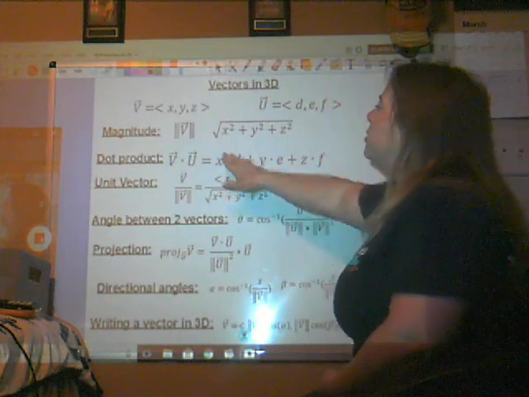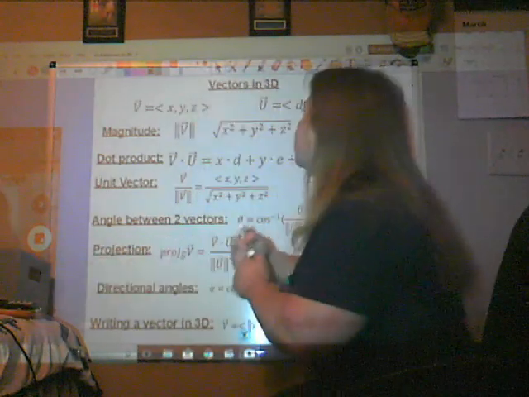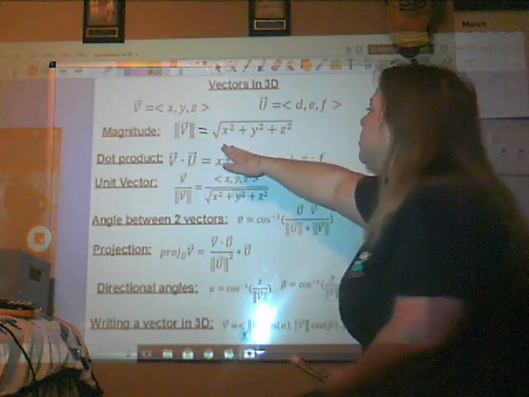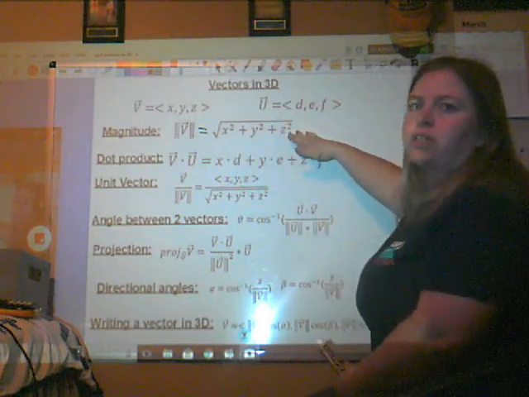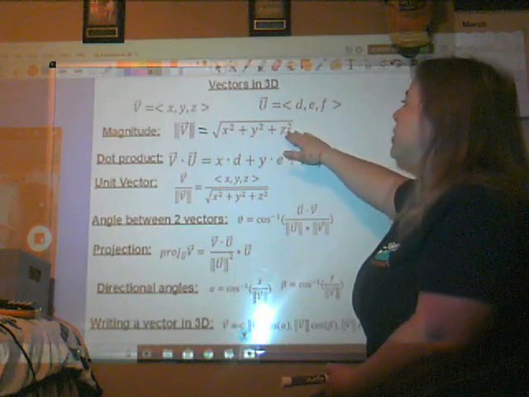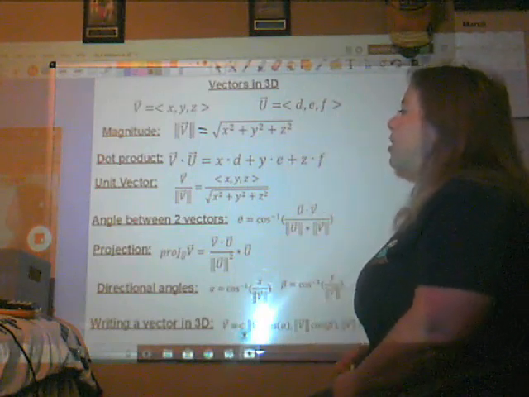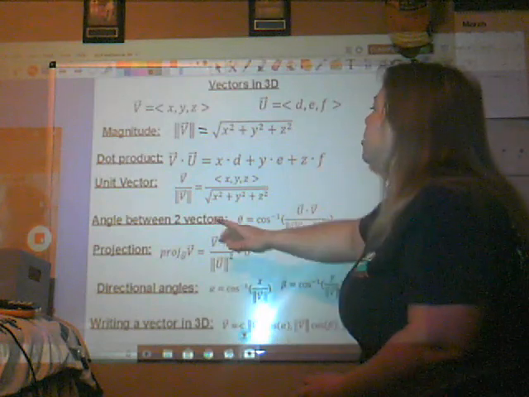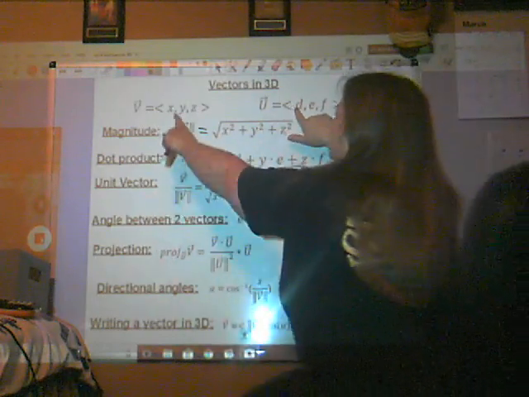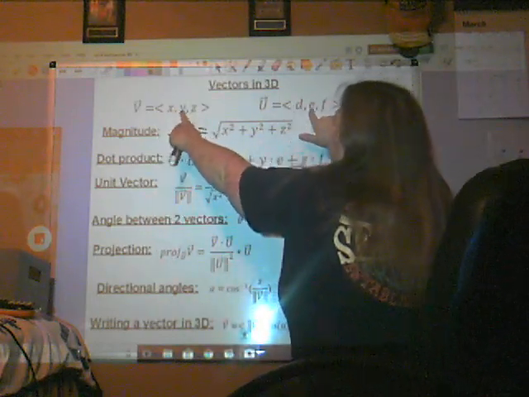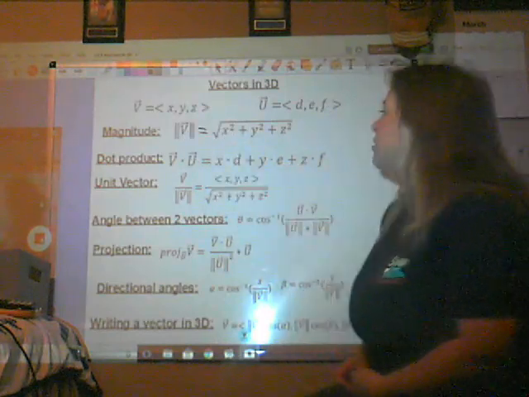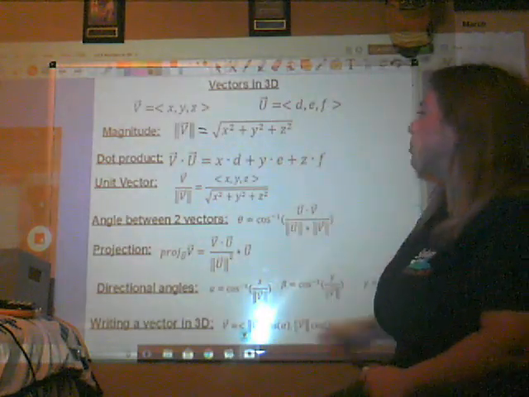So magnitude, just like before, magnitude is going to equal the square root of x squared plus y squared plus z squared. So it's exactly the same as what we were doing, only now we have a third one that we have to add in. Dot product is exactly the same as well. So you would do your x's plus your y's plus your z's. So this one times this one plus this one times this one plus this one times this one. Just like you did in a regular dot product, just one extra step.